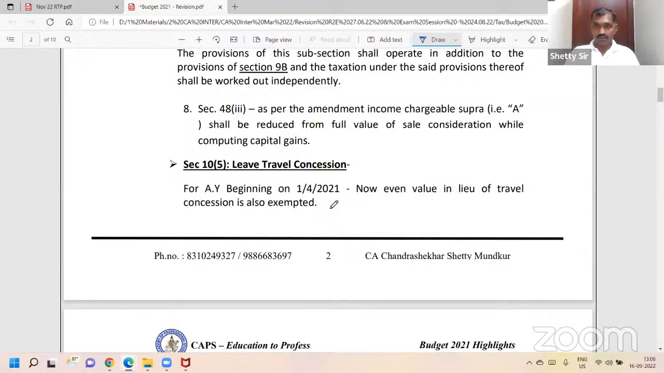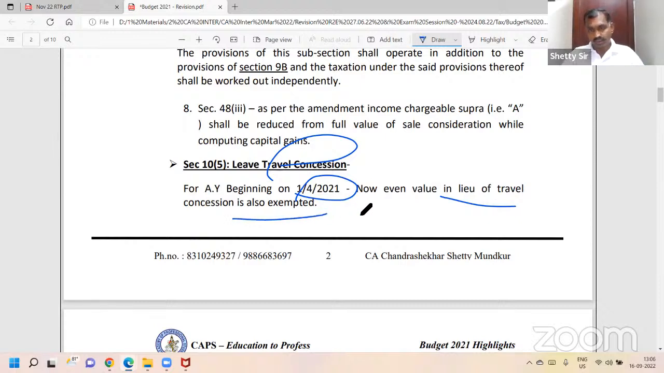Right. Next, leave travel concession. Only for assessment year 21 in that. Even leave value in leave travel concession is also exempted instead of travel only. Yesterday's class also said this, right? Hello, are you in the class? Give some response. Yes, yes.